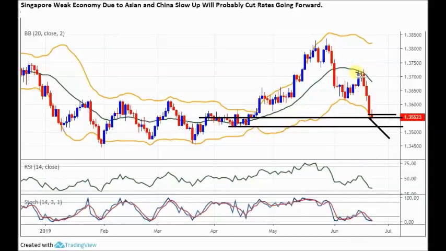Again, where could we go to? We should retrace that, and then possibly all the way back up to 138. So again, about 3-1 to the first level, about 4.5-1 to the second level. Obviously, manage the trades as they go.